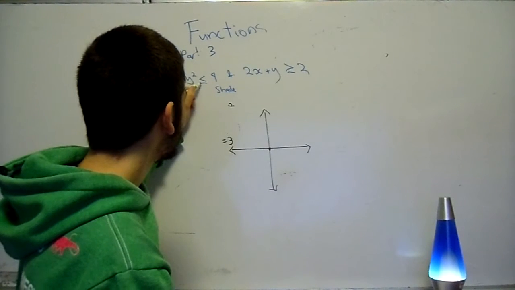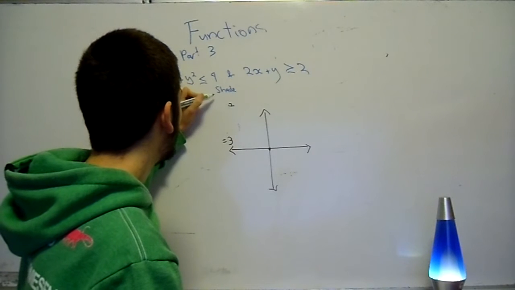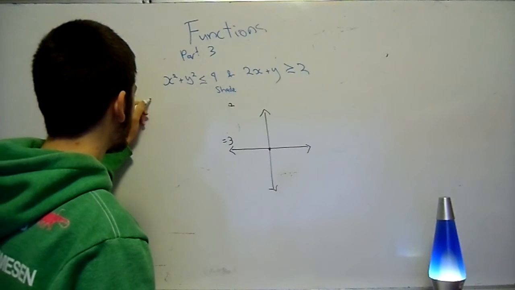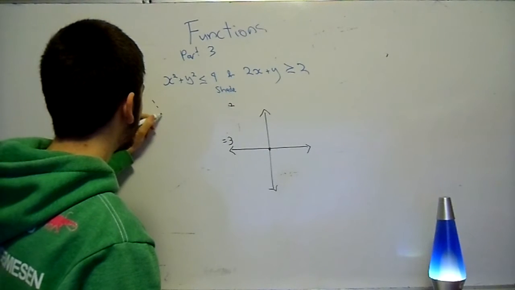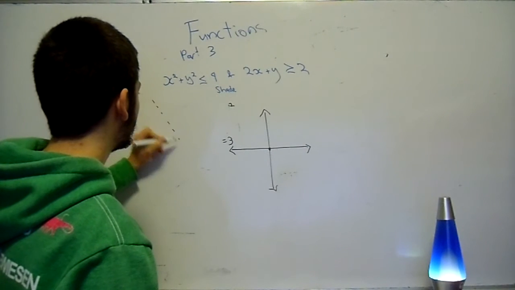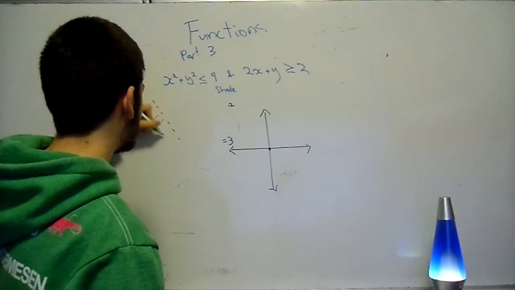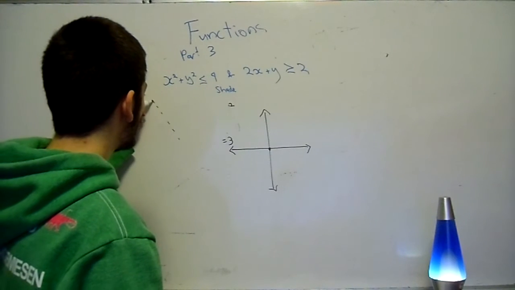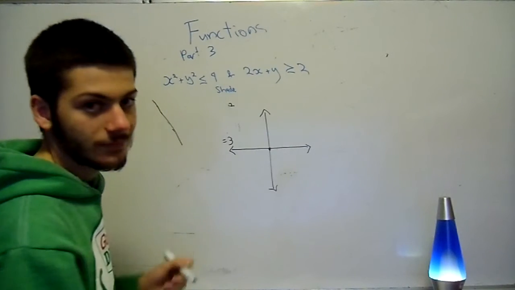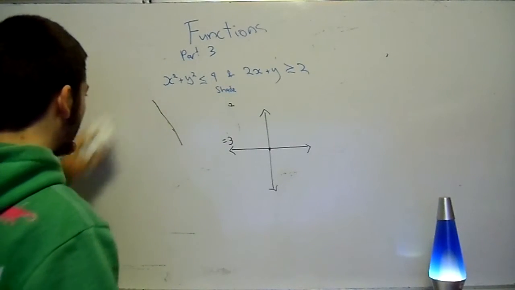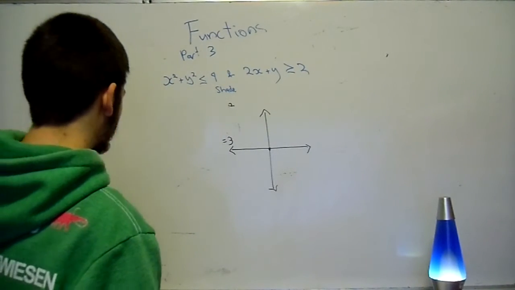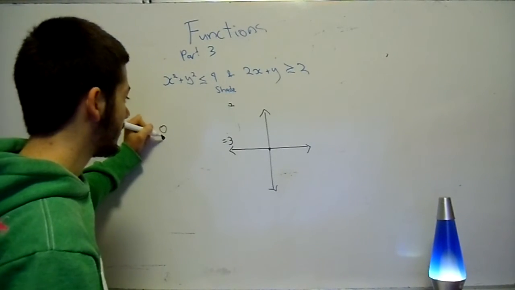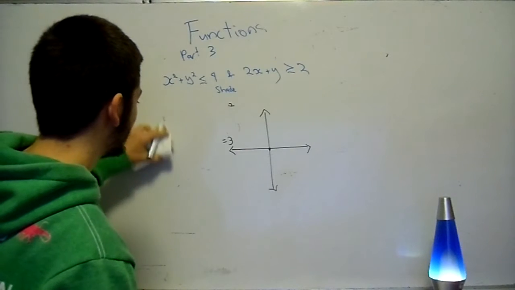Alright, and this is less than or equal to. Now, if it was just less than, then you'd have a dotted line, and then you'd have the stuff going on the left side. But because it's less than or equal to, we have to do a bold line. So you may know that already. It's kind of similar to the open circle and closed circle rules on number lines and stuff like that.